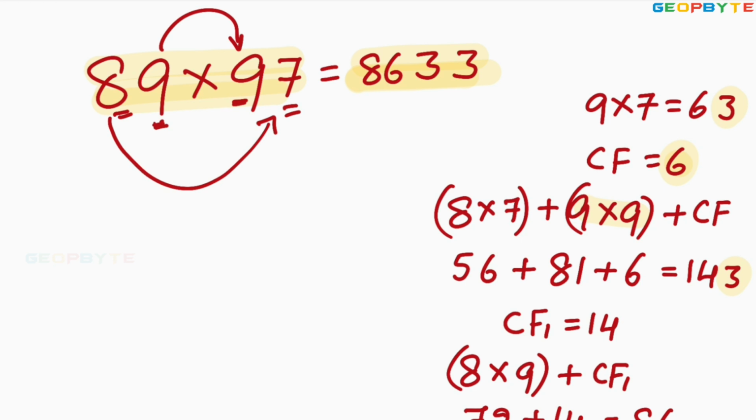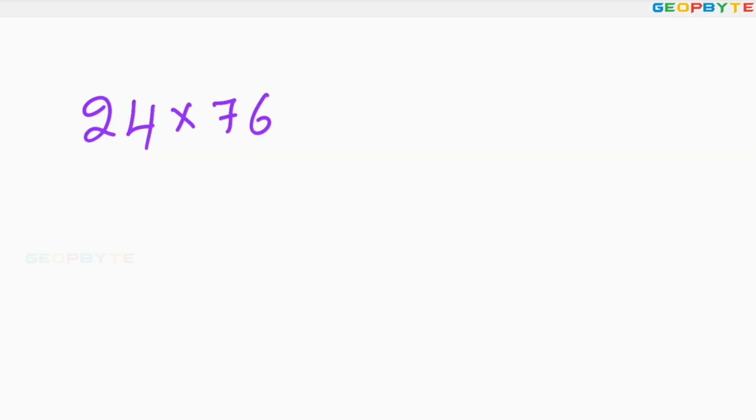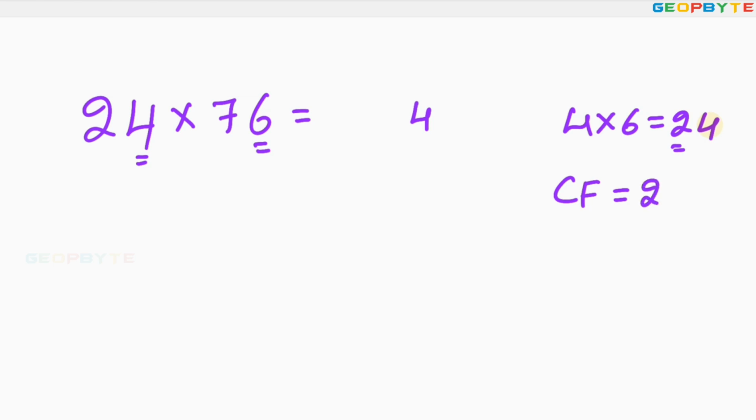Let us take one more problem. Look at 24 into 76. How much is it? First, you have to multiply 4 and 6. 4 into 6 is equal to 24. You write the unit place digit first here. This is the carry forward 2.